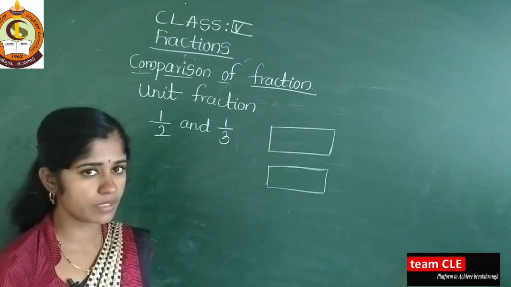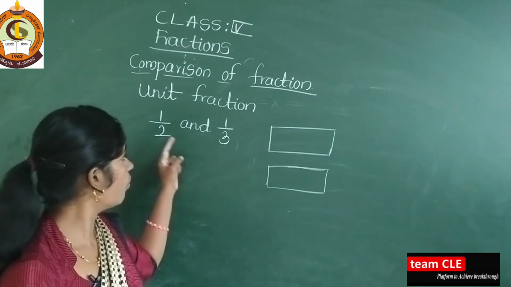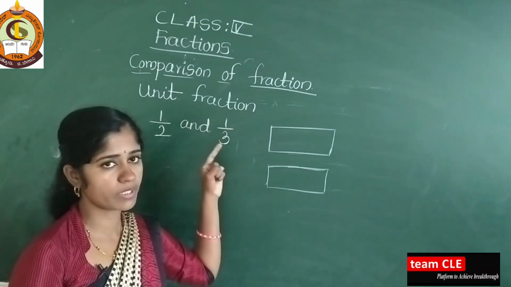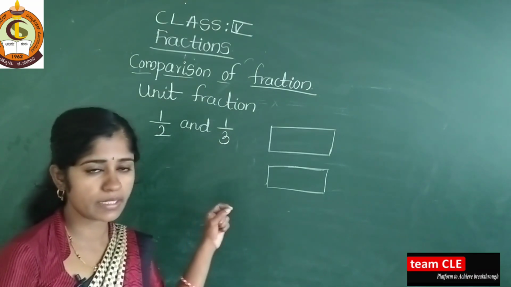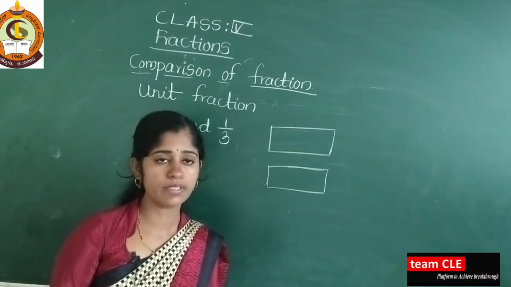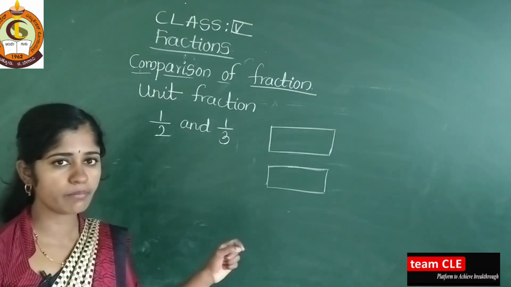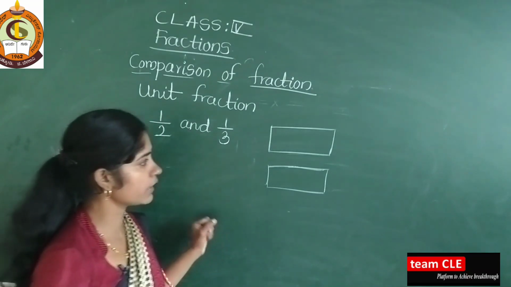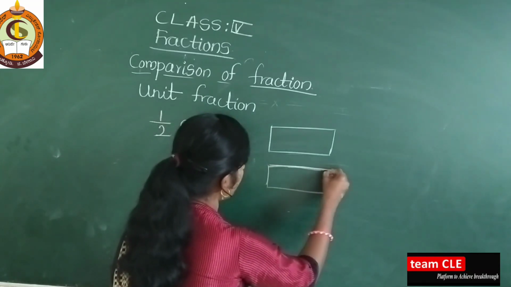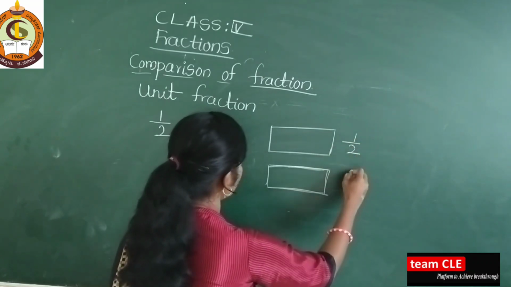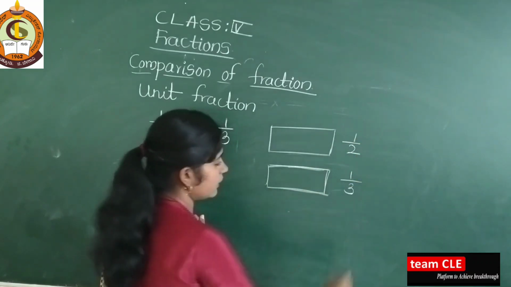Then what is a unit fraction? A unit fraction means a fraction having 1 as a numerator. See here also 1 is there, here also 1 is there. In the numerator, if 1 is there, that is a unit fraction. So let us understand by diagram. Here I have taken two rectangles of the same size. I will write 1 by 2 here and 1 by 3 here.